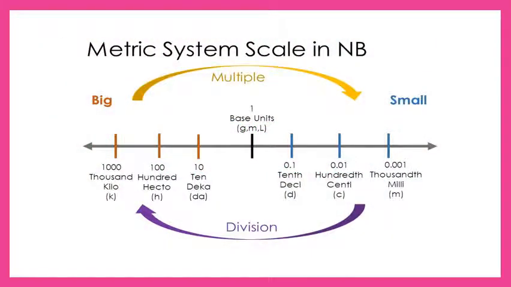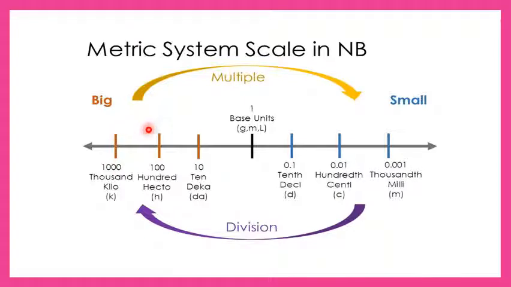First of all, we're going to check the metric system scale. The basic units that we usually use are grams, meters, and liters. And we have the prefix that is related with each one of them, which is kilo, hecto, deca, deci, centi, or milli. In the three scales, to move from the big unit to the smaller unit, we multiply.